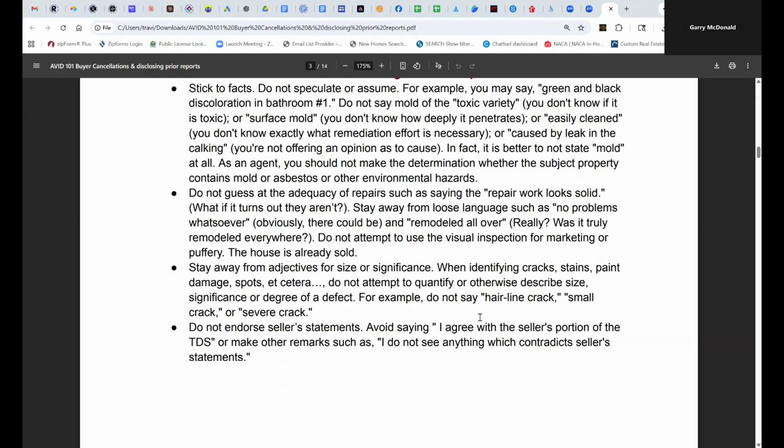Stay away from loose language such as no problems whatsoever. Obviously, there could be. And remodeled all over. I have seen that come up before. Definitely want to stay away from that. Really, was it truly remodeled everywhere? Do not attempt to use the visual inspection for marketing or puffery. The house is already sold. All you're doing is making your notes so that you can be in compliance with the law.